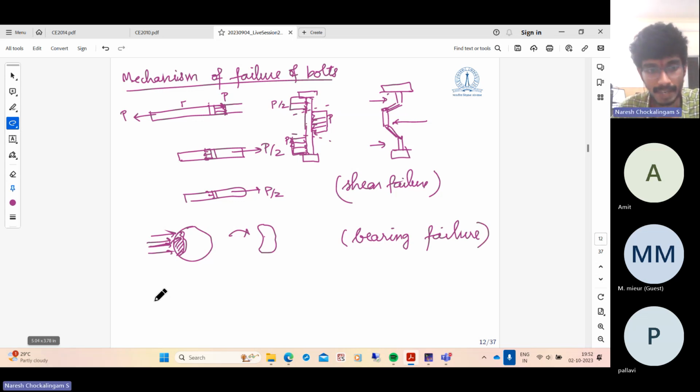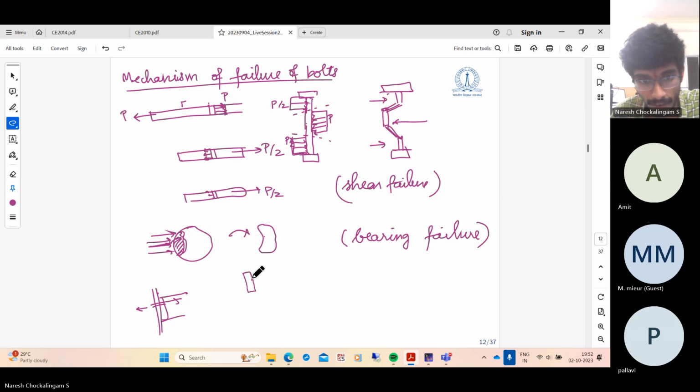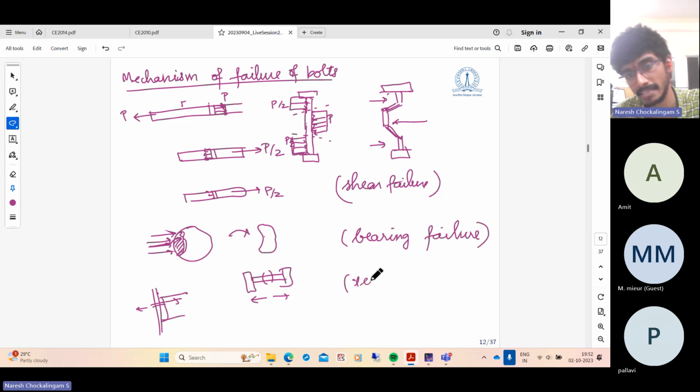And if you look at out of plane eccentric connections that we saw, the top bolt is subjected to some tension. In this case, a region of the bolt here can just yield, then neck, and then undergo tensile failure. So you can have tension failure.